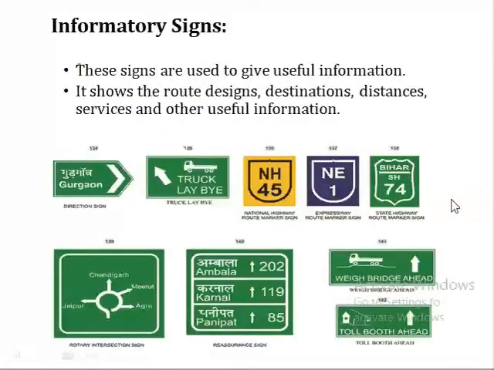Third types of signs are known as informatory signs. These signs are very useful in giving the information about the road. It shows the route design, destinations, distances, services, and other useful information. These signs are normally seen on the top of the road or on the left hand side of the road.